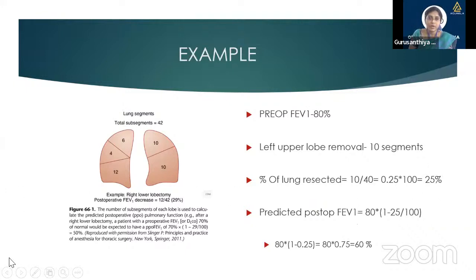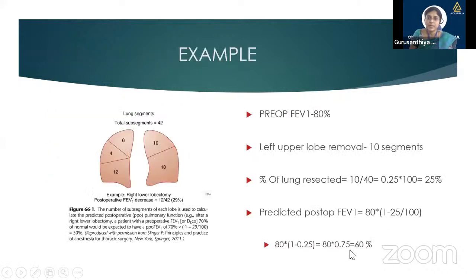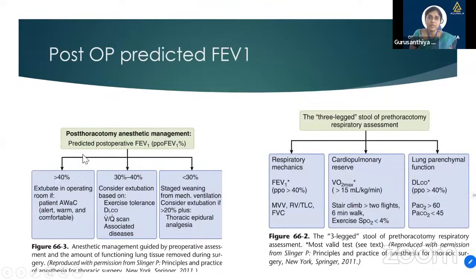So according to the formula, it is preoperative FEV1 80 into 1 minus functional tissue removed divided by 100. So 1 minus 25 by 100, which becomes 60%. If the predicted postoperative FEV1 is more than 40%, then you can plan the surgery without any further complications and extubate the patient on table. This is from 8th Miller.